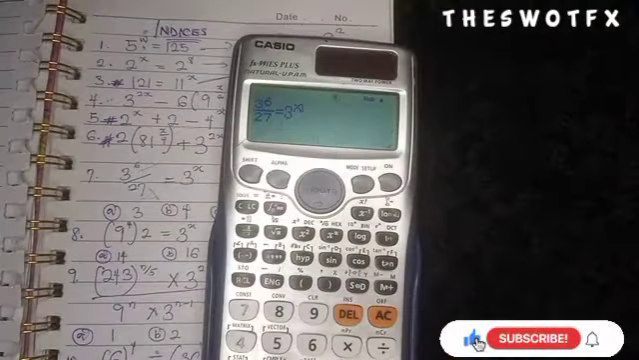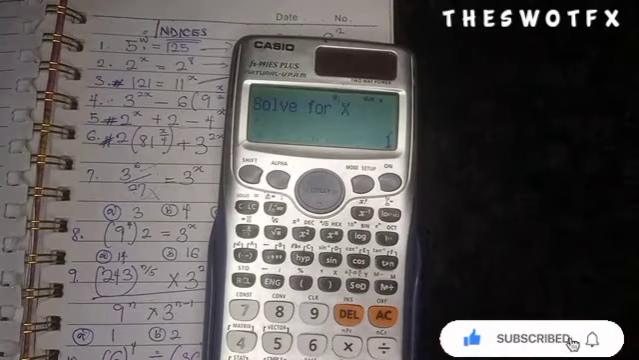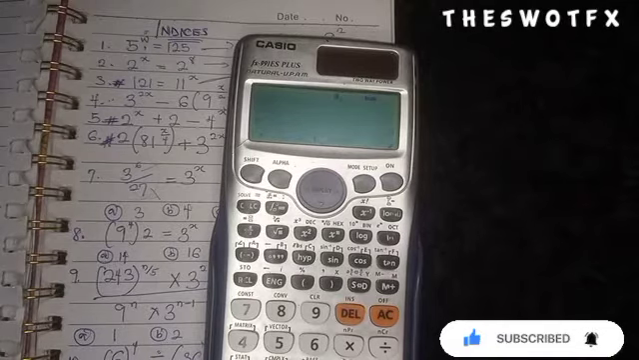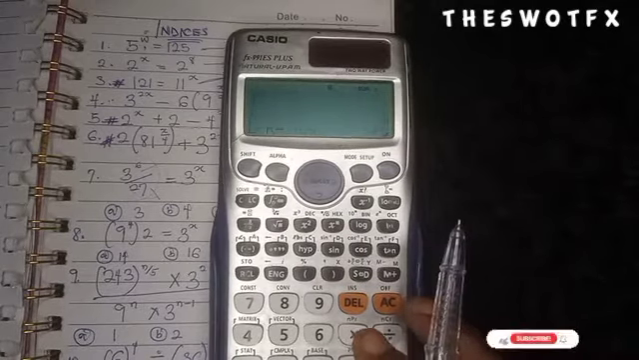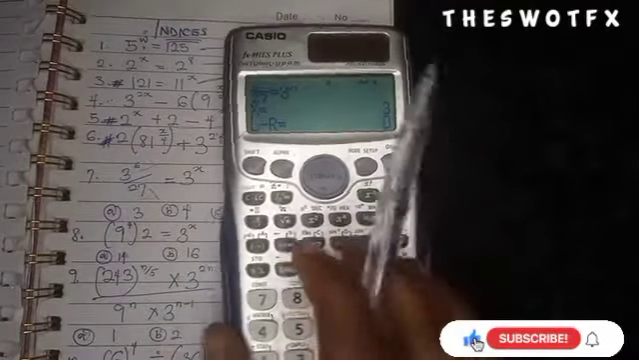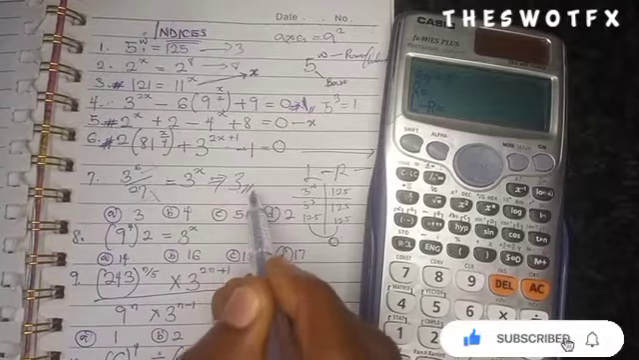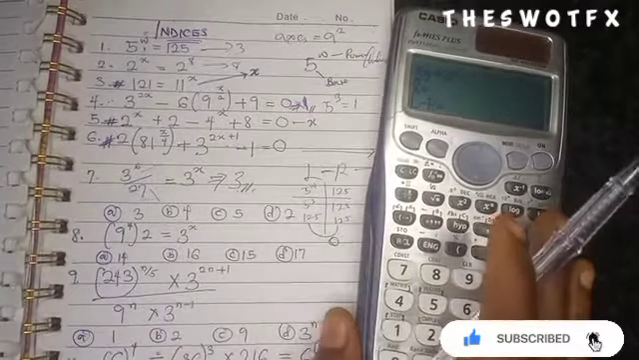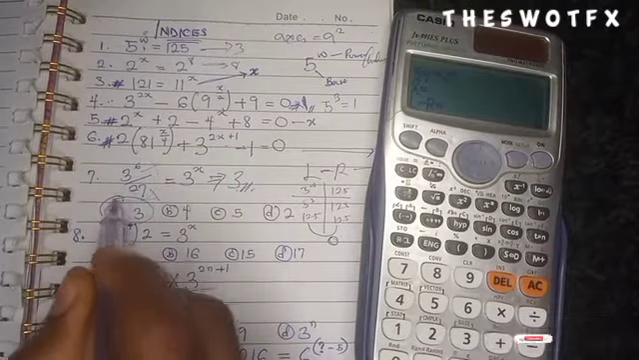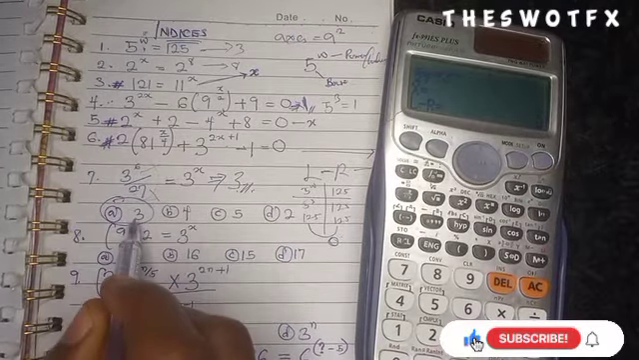Now this is what we want to solve for. Then press shift solve for x, then you press your equal to. So you're going to solve for x. So x here is 3. You can see, the answer here is 3. So okay, this is part of the objective question. Do you get that now? So this is the first objective question. So the answer here is 3.